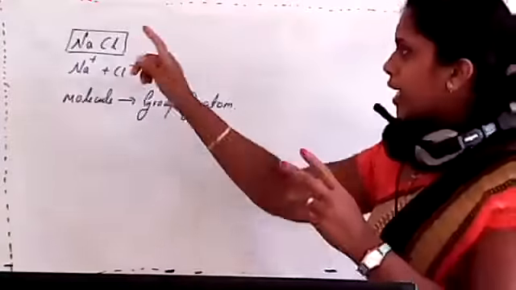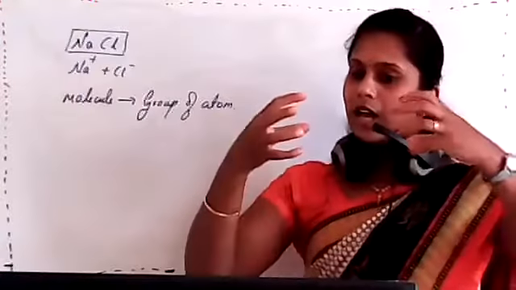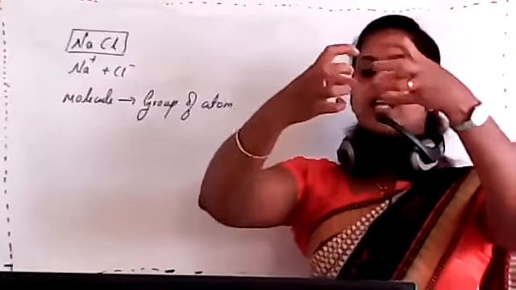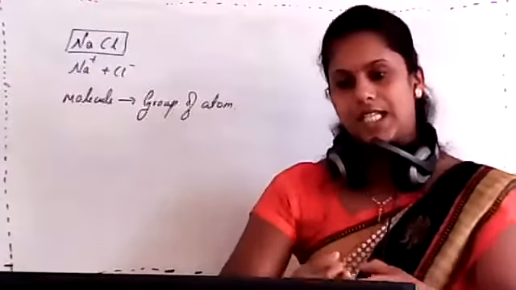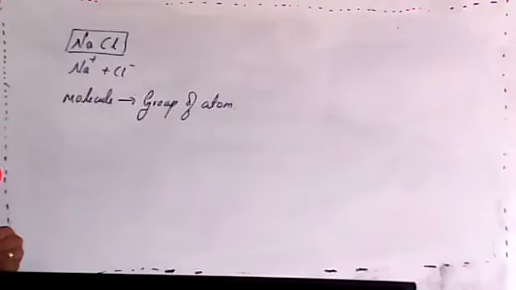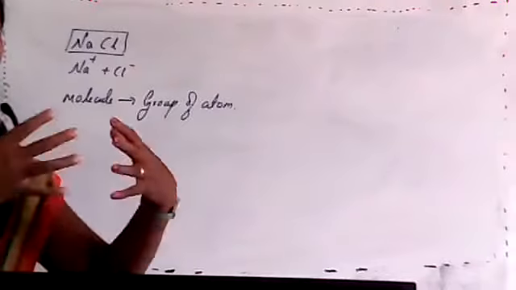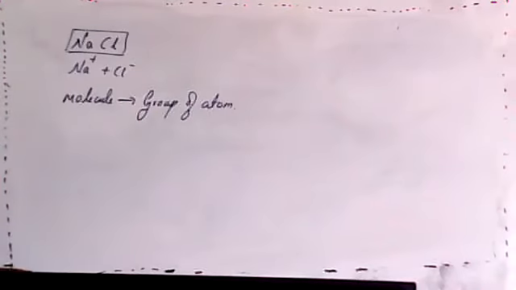Here, for example, I took NaCl. In NaCl, there are two types of atom: one is sodium, another one is Cl. Both are in contact with each other, in a combined state, isn't it? So for this combination, there must be some force of attraction which holds those constituent atoms or electrons or ions with each other, and that is known as chemical bond.